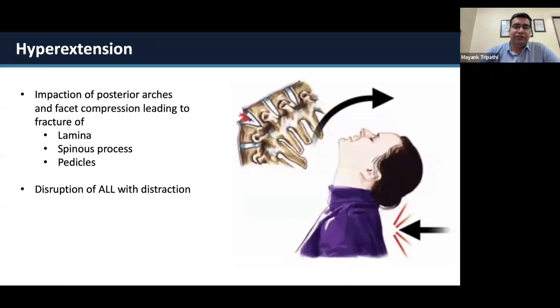The third mechanism of injury is hyperextension, which occurs in a motor vehicle accident when the vehicle is hit at high velocity from behind. There is impaction of the posterior elements like the lamina, spinous process, and pedicles, and there is disruption of the anterior elements like the ALL.